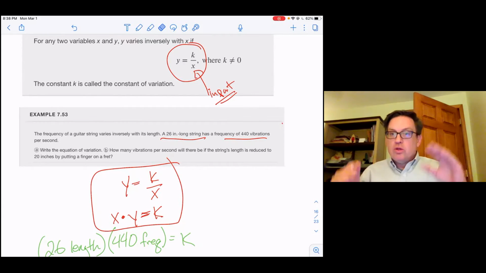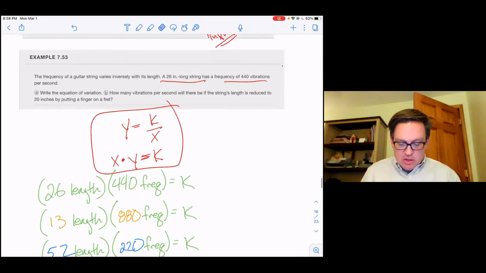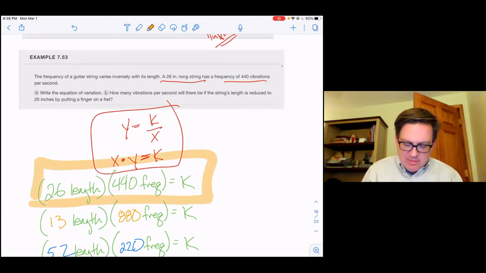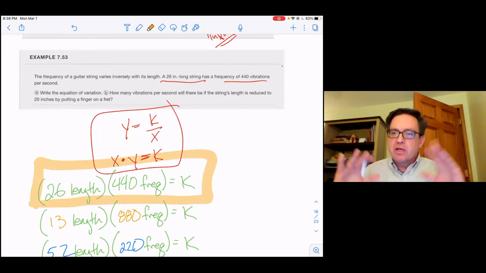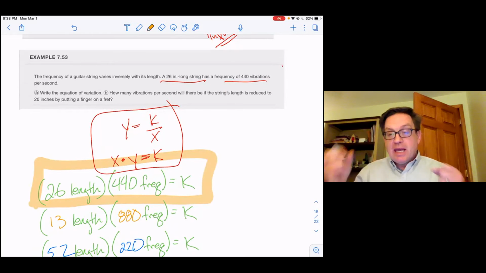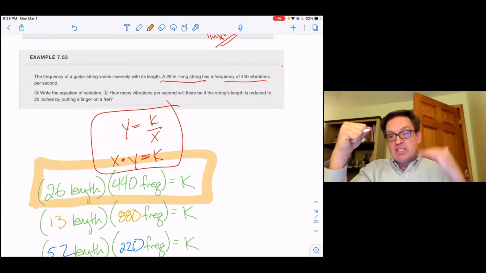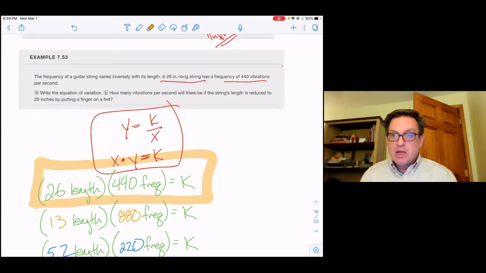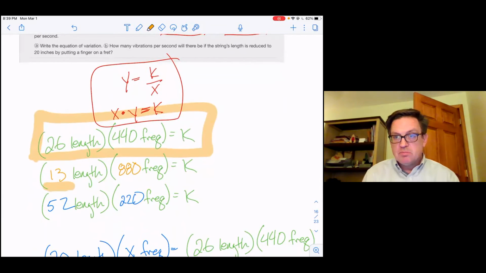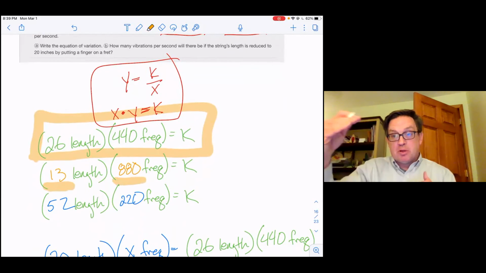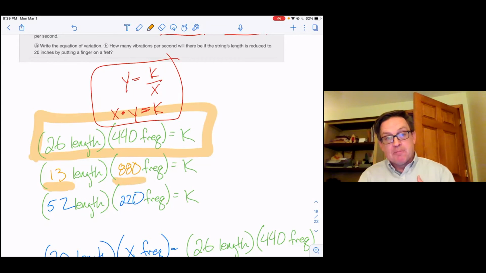And so we have this relationship that, whoops, I erased everything. 26 times the length equals 440, or sorry, 26 times 440 equals k. And k has units that are length times frequency, but they're kind of meaningless in a practical sense. K is just this number that talks about the relationship between length and frequency. And it's inverse in the sense that if the length goes down by half, then the frequency has to double, so that when they multiply together, you get the same thing.